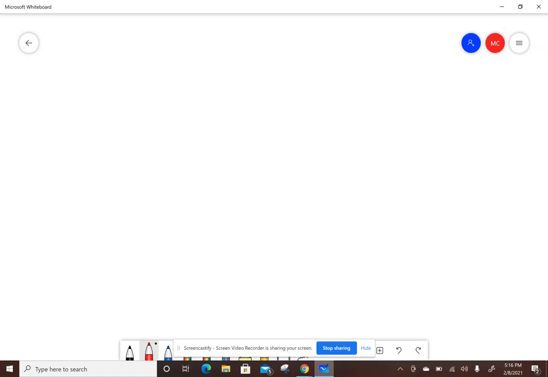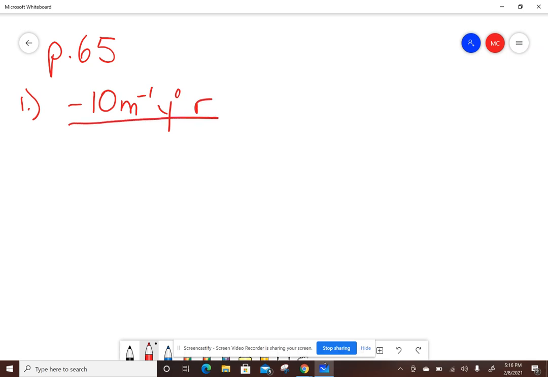Okay, so if you turn to page 65 in your Chapter 8 packet, we are going to go over some review of how to deal with exponents for the Chapter 8 test. So for this first problem, okay, first thing I'm going to do is turn this into 4 easy problems.